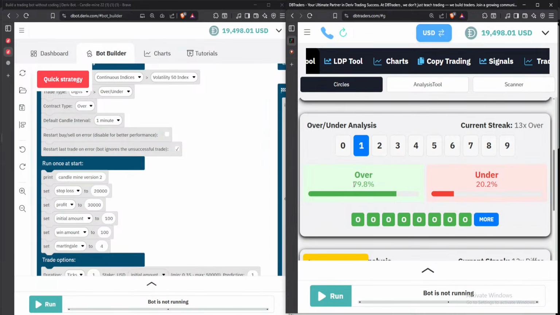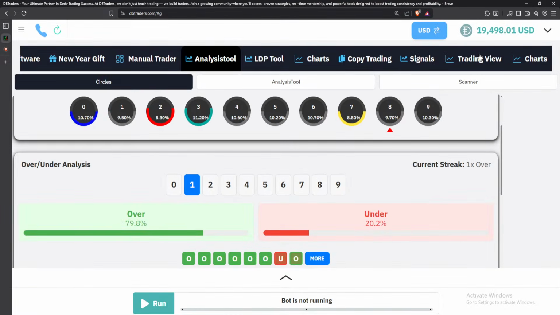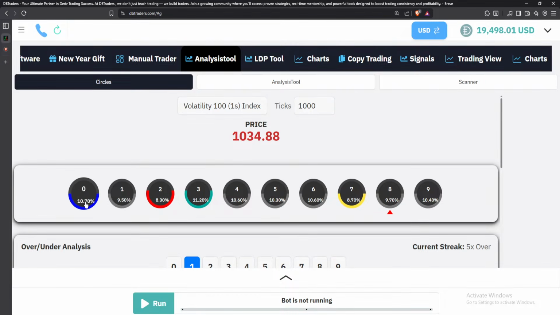Jimosahiro, what is the function of blue? All right, so the blue and yellow, if you're using dbtraders.com. Let me enlarge this because now you do not need the Deriv. The blue represents the second most appearing number. The yellow represents the second least appearing number. The green represents the most appearing. The red represents the least appearing. So that is the difference between them. I hope that is okay.